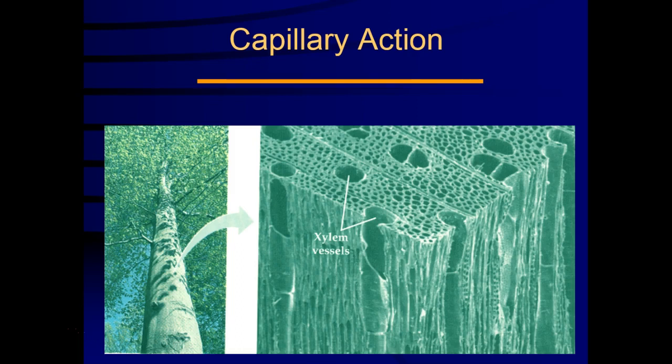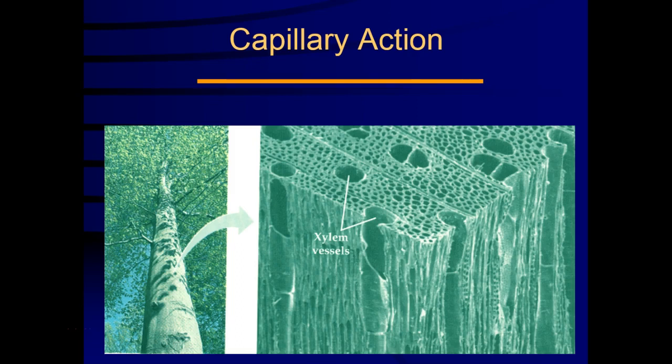They're tubes that are microscopic. Think about the tiniest straw you've seen. Now shrink that down a dozen times, and you've got the xylem vessels that you find in a vascular plant. And so because of that, the water can move up from the soil up into the plant.